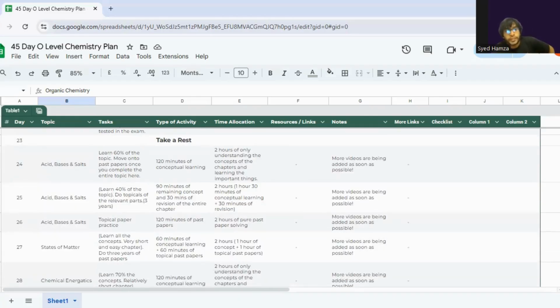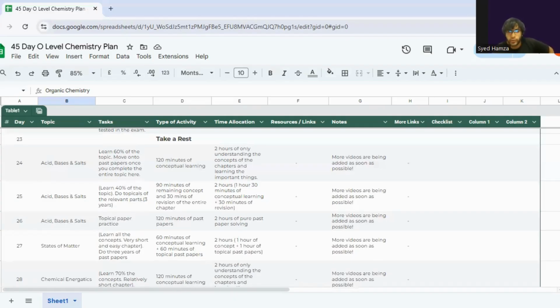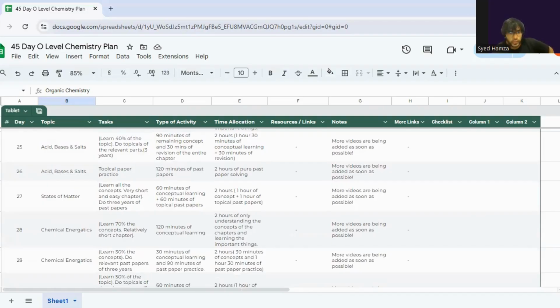And you have 3 days for acid, bases, and salts, and the topical pathway for that, because it's not that lengthy a topic, but it's a bit complex because you're studying all sorts of salts and all that stuff. It can get a bit complex. So 3 days you spend there. Fourth day you've got states of matter, very easy, very small topic. It's gonna get done and dusted in around 1 hour.